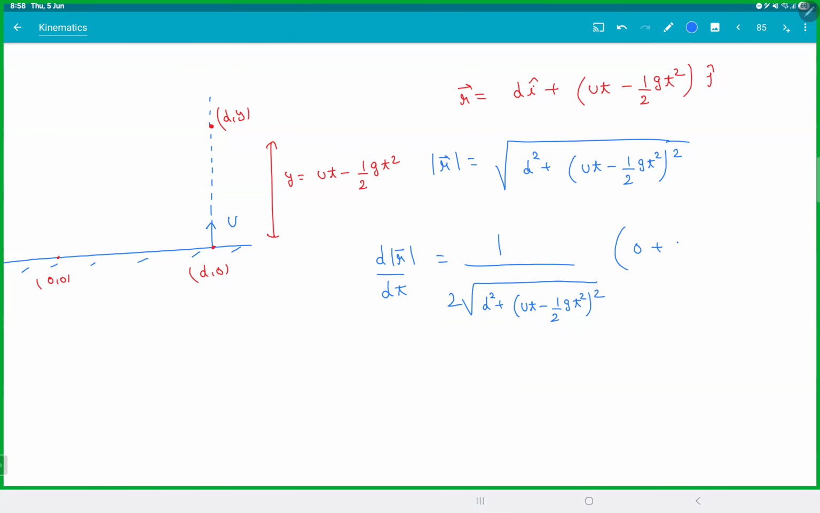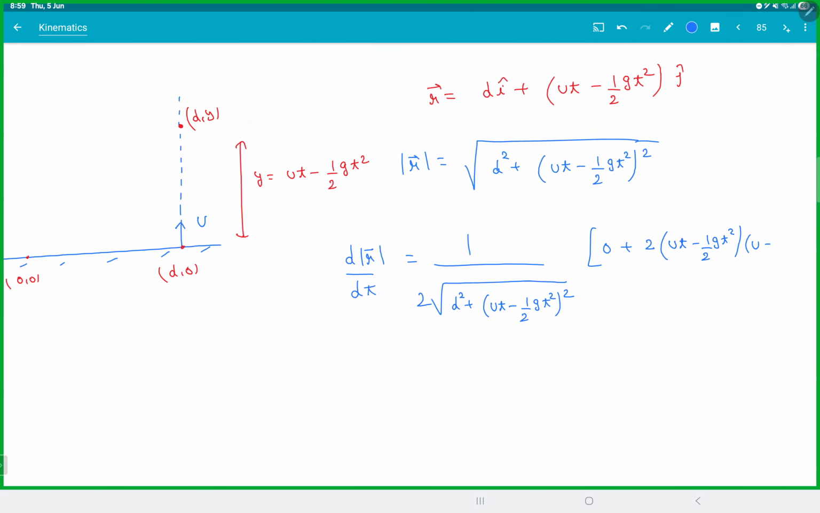That will be 0 plus again a chain rule inside: 2 into (ut minus half gt square). Then differentiate whatever is inside. That will be u minus gt. You can check it out. So the 2 will cancel. You'll get (ut minus half gt square) times (u minus gt) divided by root over d square plus (ut minus half gt square) whole square.